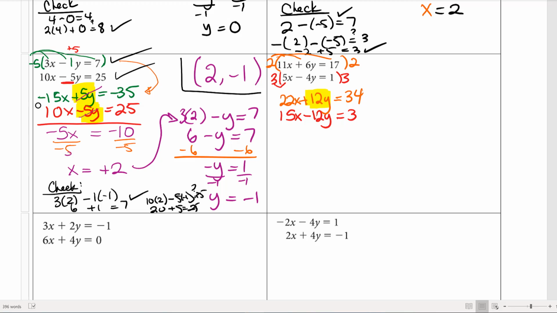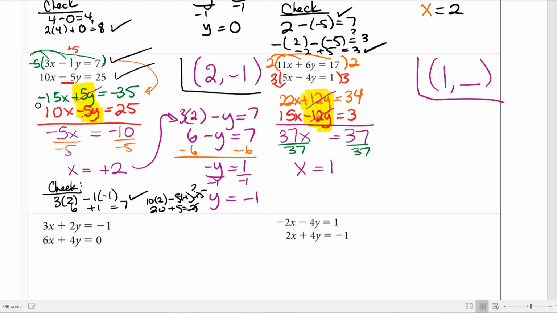Notice that we have the positive 12y and the negative 12y that are equal and opposite. That's what we wanted. We worked hard to get the positive 12 and the negative 12 to be exactly where we wanted it so that we can add the equations. When we add the equations, the 12y and the negative 12y add to 0, and they get eliminated. 22x plus 15x is 37x. 34 plus 3 is 37, which is really convenient because when I divide, 37 divided by 37 is 1. So my answer for the x is 1.